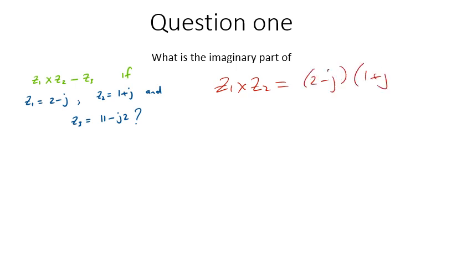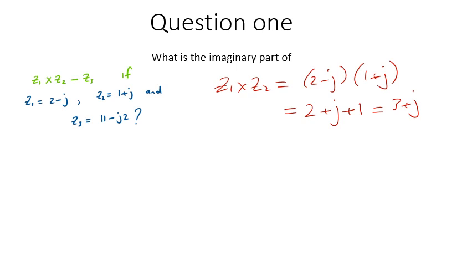And that is 1 plus J. Use the distributive law that you learned way back in grade 2 maybe. So 2 times 1, that's 2. Then it's minus J plus 2J, that gives me J. And then minus J times J. Just be careful there. J times J is minus 1, and there's a minus sign, so that becomes plus 1. So we're going to end up with 3 plus J.